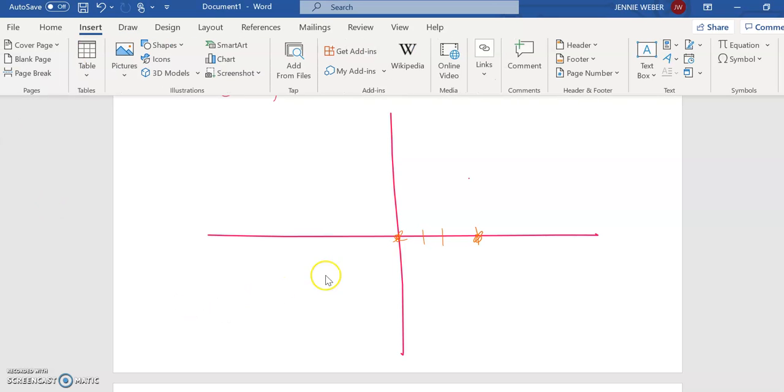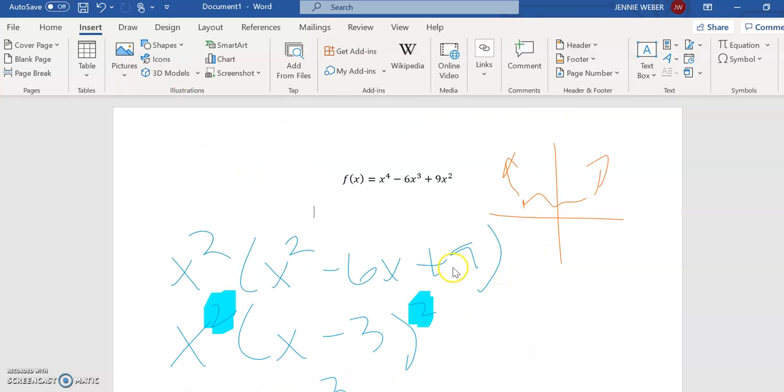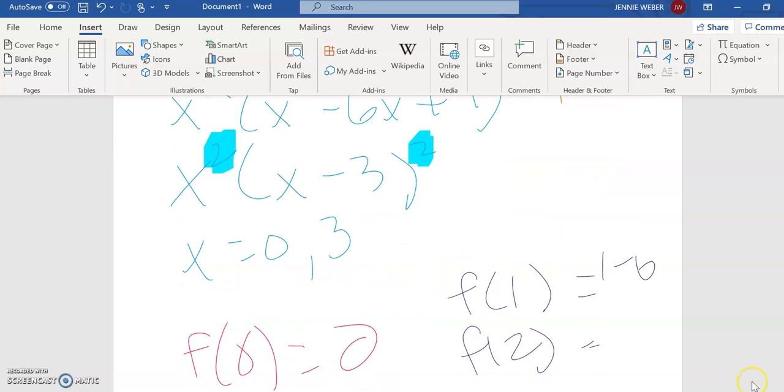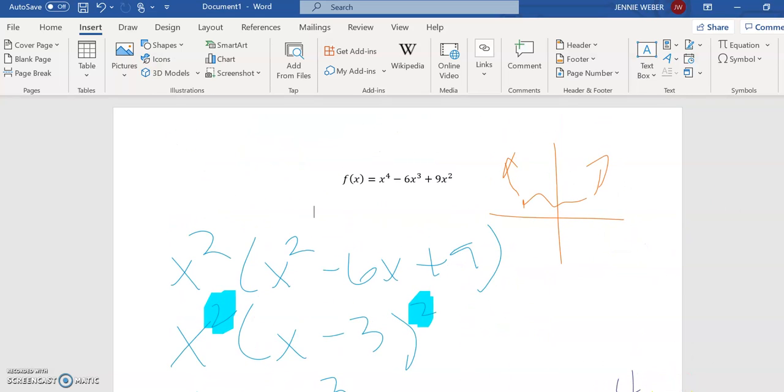I'm going to do f of 1 and f of 2 and see what's going on in there. So f of 1 is going to give me 1 minus 6 plus 9. So that's 4. And then what about 2? Well, 2 is going to get big. 2 to the 4th is 16 minus 6 times 8, 2 to the 3rd, plus 36. So this is also 4.